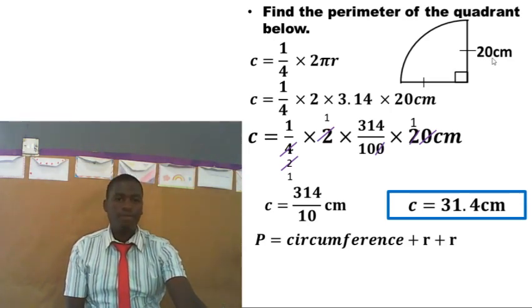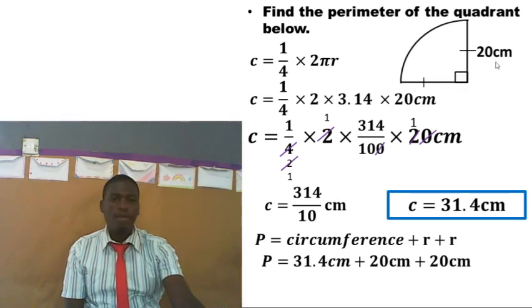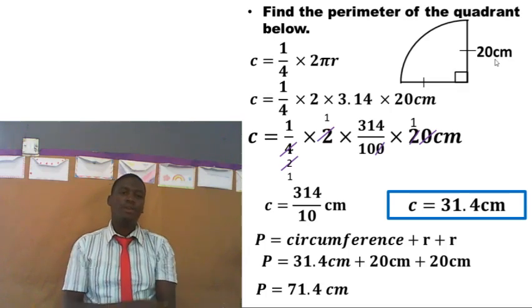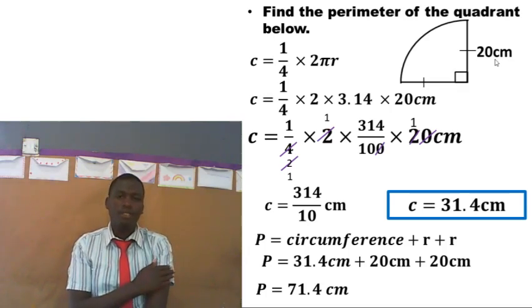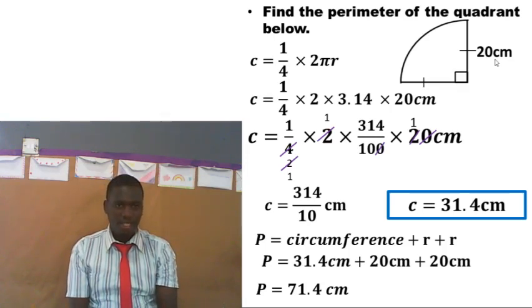So let's get our circumference. Our circumference is 31.4 then we add the radius. What are we going to get? So we have 31.4 plus 20 centimeters plus 20 centimeters. What do we get from here? After adding 31.4 plus 20 plus 20. So what is it? We get a total of 71.4. Please carry out your vertical addition.